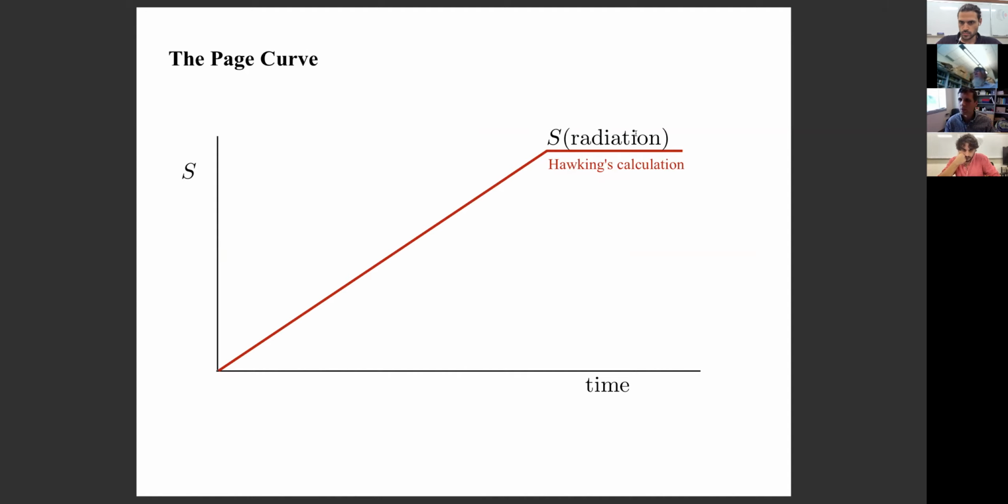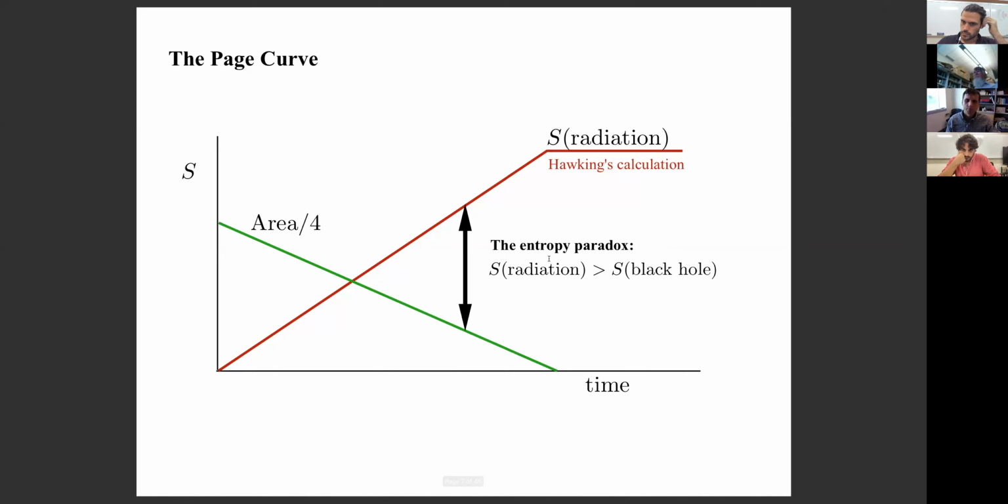It's clearly there at late times, but we can sharpen this by comparing it to the entropy of the black hole itself. So if we believe that the entropy of the black hole is given by its area over 4, then actually we have a problem, not just at late times, but as soon as these two lines cross, because the entropy in the radiation, as I said, is coming from entanglement with the black hole. And the most entropy you can create with entanglement is the entropy of the thing that you're entangling with, the coarse-grained entropy of the thing that you're entangling with. Okay, so as soon as these two lines cross, we can see the paradox, and that crossing is known as the Page time.